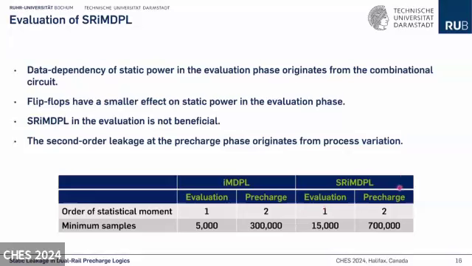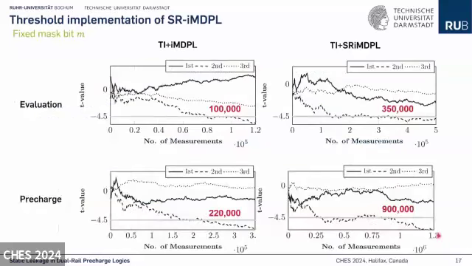As it is shown here, in the pre-charge phase of SR-IMDPL, to detect the second-order leakage, 700,000 samples are needed. Actually, this data dependency originates from the intra-die process variation. Based on the previous results, it may not be sufficient to rely on such a hiding countermeasure method. Therefore, we have evaluated the effectiveness of algorithmically masked cores realized by DRP logic styles.